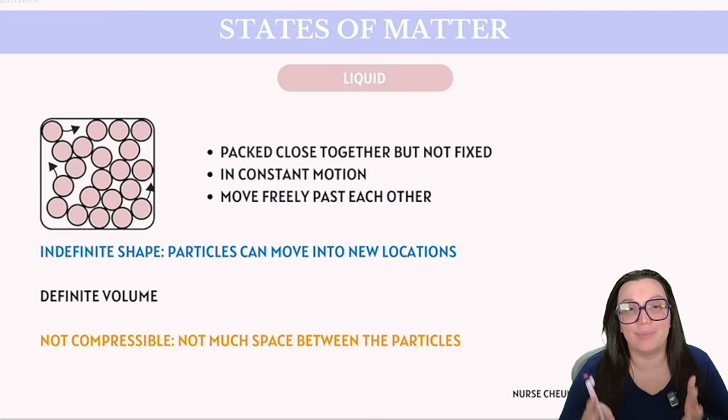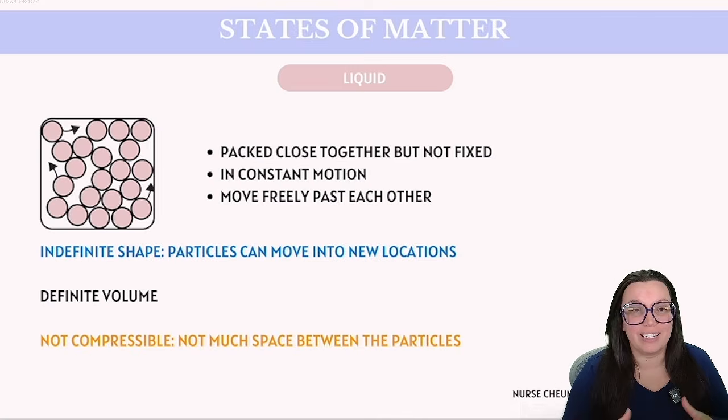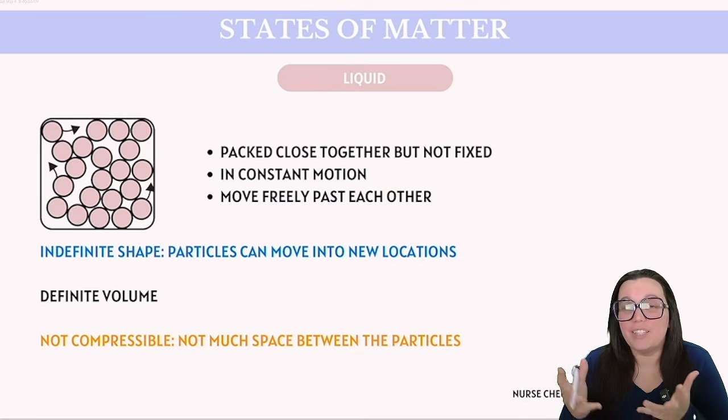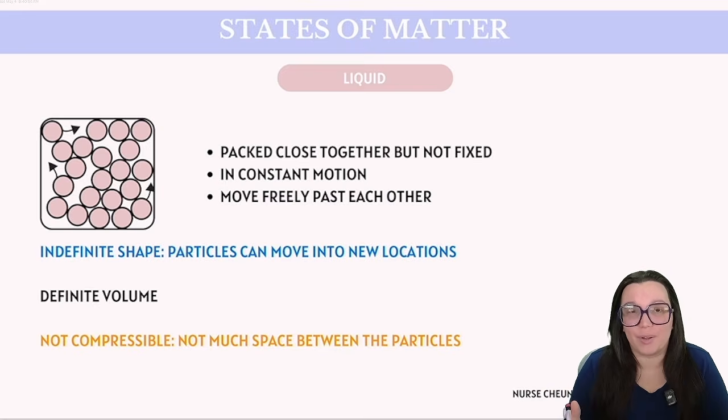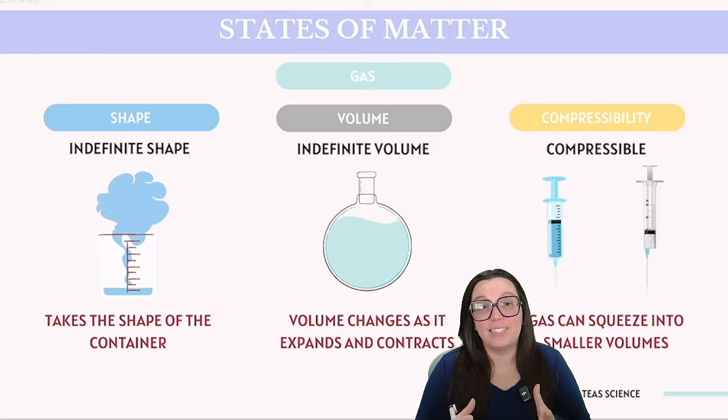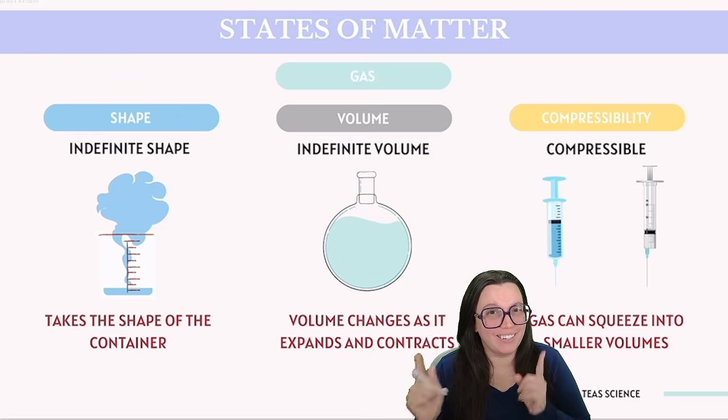However, despite this movement, liquid is still incompressible like solids. While the particles in a liquid have slightly more freedom compared to those in solids, there still isn't a significant amount of space between them in order to allow for that compression like we saw with the syringe. They can't be squished any closer together, which maintains their incompressibility. Now we have everything we need to know for liquids. Now let's discuss our final phase of matter, gas.